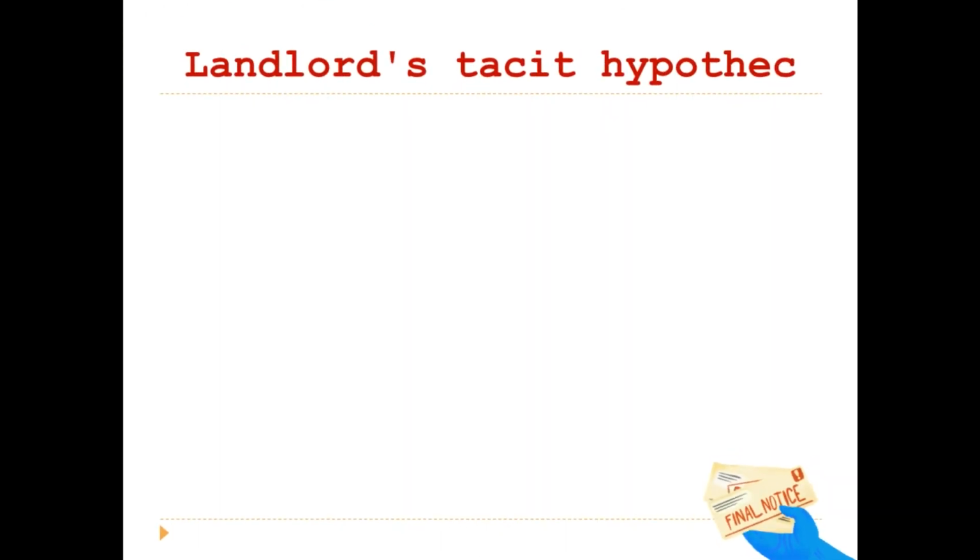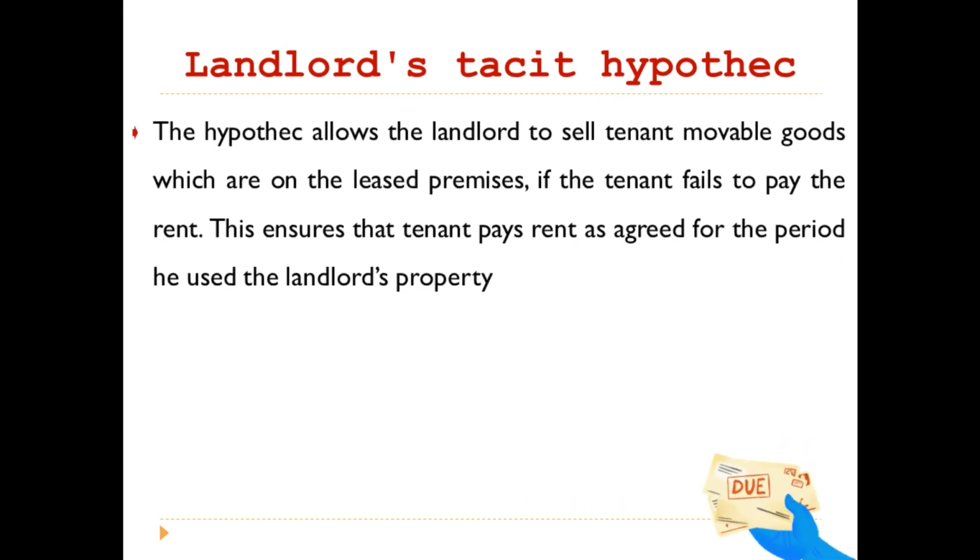Let us now look at the landlord's tacit hypothec, as we have already looked at the duties of both the landlord and the tenant. The hypothec allows the landlord to sell the tenant's movable goods which are on the leased premises. If the tenant fails to pay the rent, he can recover all the accrued rent. This ensures that the tenant pays rent as agreed for the period he uses the landlord's property.